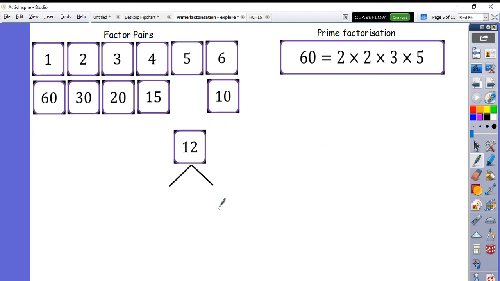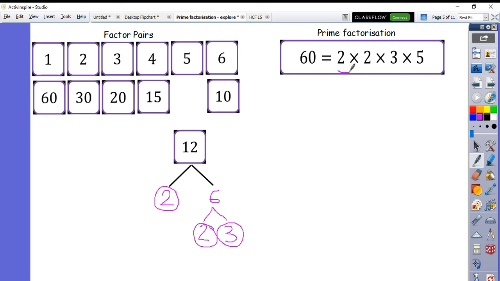So let's have a look at 12 this time. So let's split 12. I'm going to do 2 times 6. I know 2 is a prime number, so I can circle it. 6 is not a prime, so I'm going to split that again. And I've got 2 and 3. I know 2 is prime. I also know that 3 is prime. So the prime factors of 12 are 2 times 2 times 3, which I can also write as 2 squared times 3.